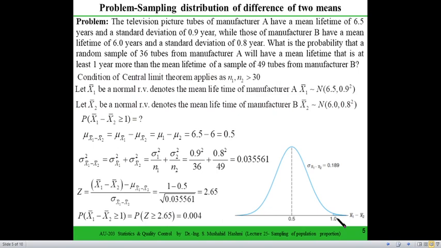So it means it is more probable that the difference would be less than 1. Only 0.4% is the probability that the difference is greater than 1, and 0.4% is a very small probability. If this probability comes out to be somewhere around 2%, 5%, then one can think that okay, there is a possibility that the difference of the mean life would be greater than 1. So this is how we need to deal with the sampling distribution of the difference of two mean values.